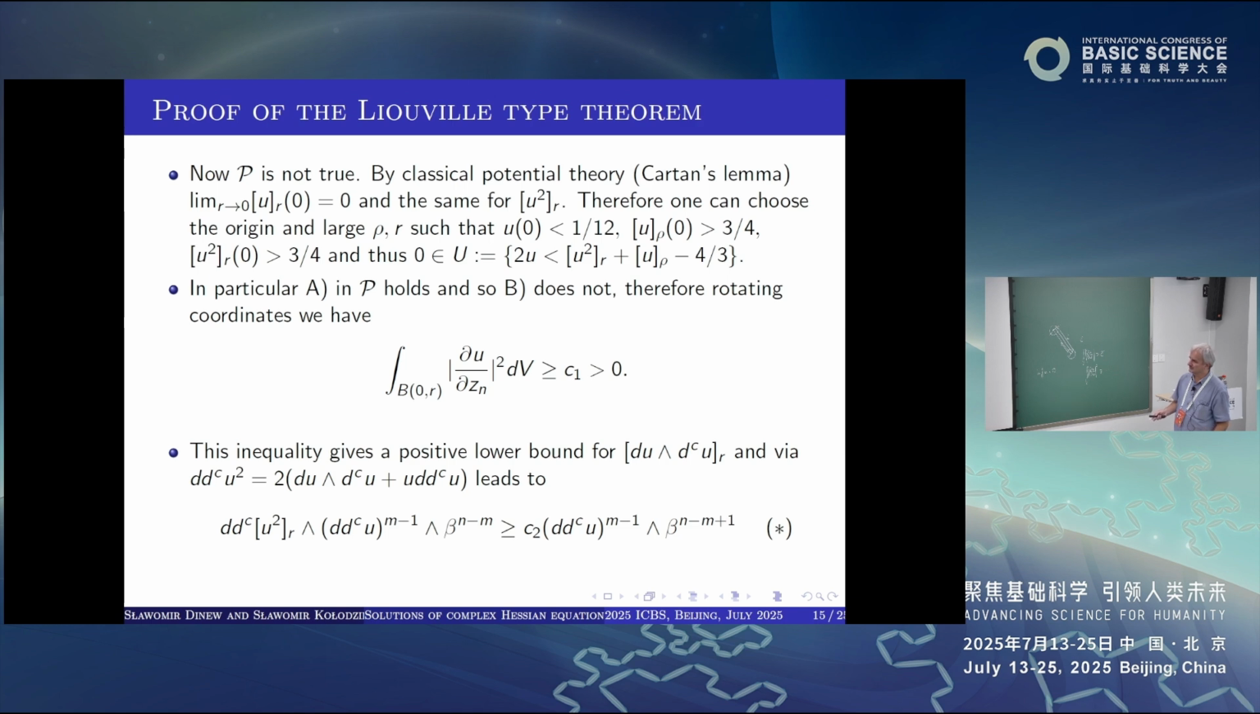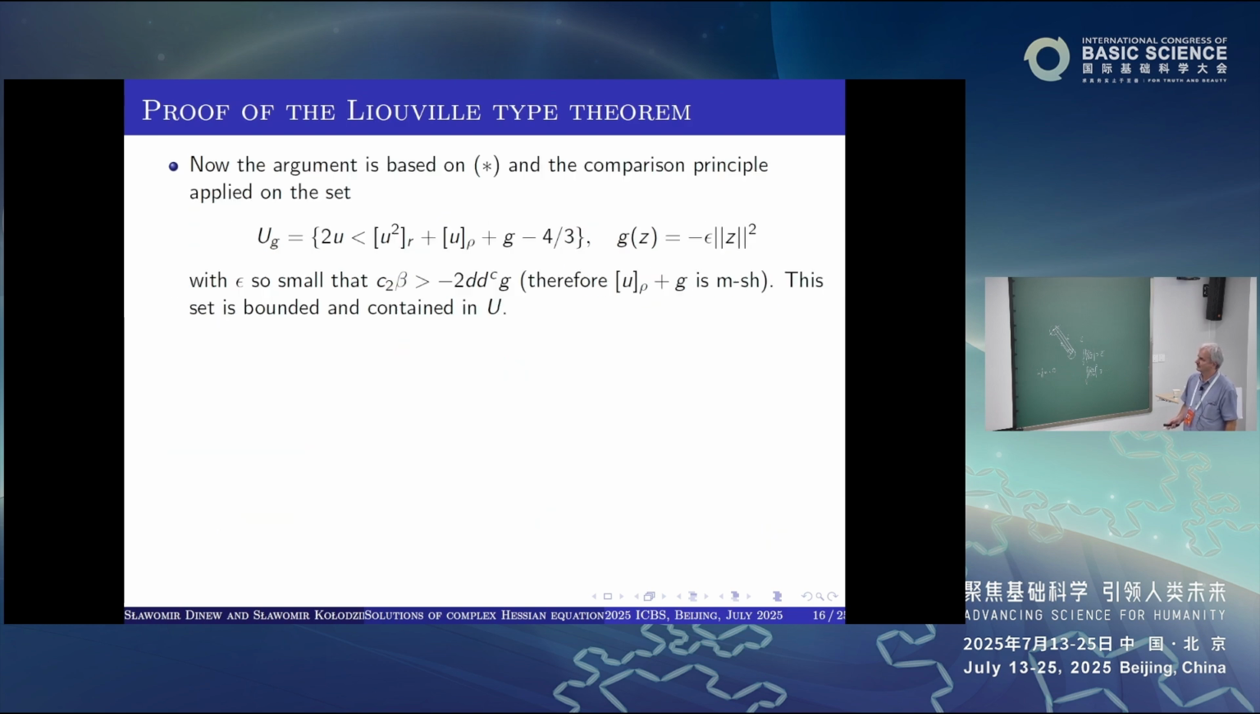Then because of this identity, this is positive, our U is positive, so this thing is positive. So having the bound for this gives us the lower bound for this. And finally, we get this inequality for some positive constant C2. And now, as I said, it is a setup for using the comparison principle, but the next thing we have to check is that our set on which we use the comparison principle is bounded.